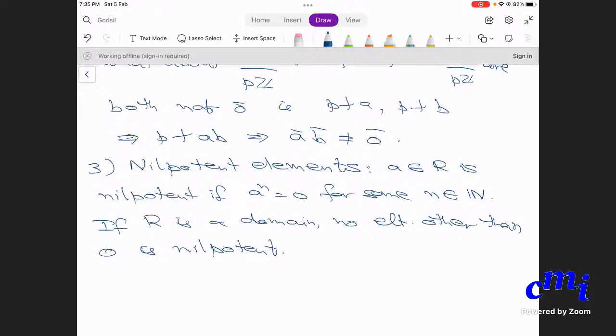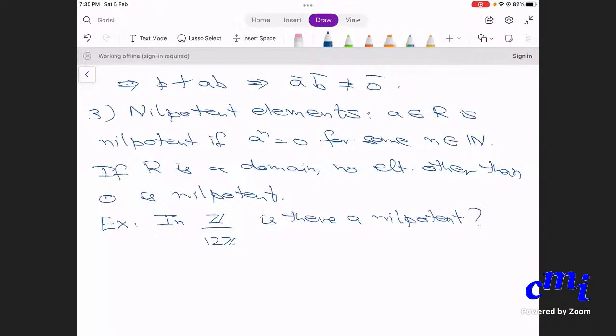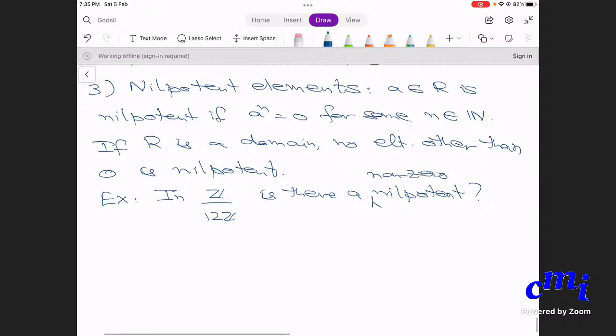So once again, we might ask, why should we study nilpotent elements? They are fairly rare, but only because the rings that we were looking at are all integral domains. Once you go to quotient rings, there are plenty of nilpotents. So here's an example. Again, let's do our favorite example, Z mod 12Z. Is there a non-zero nilpotent? Of course, 0 is always nilpotent.